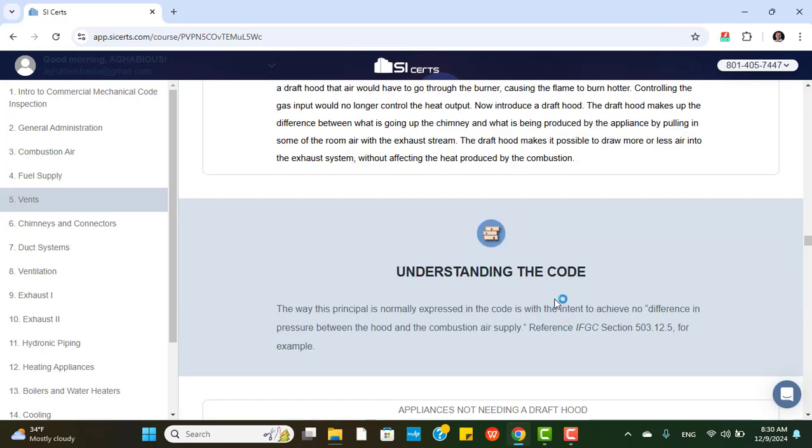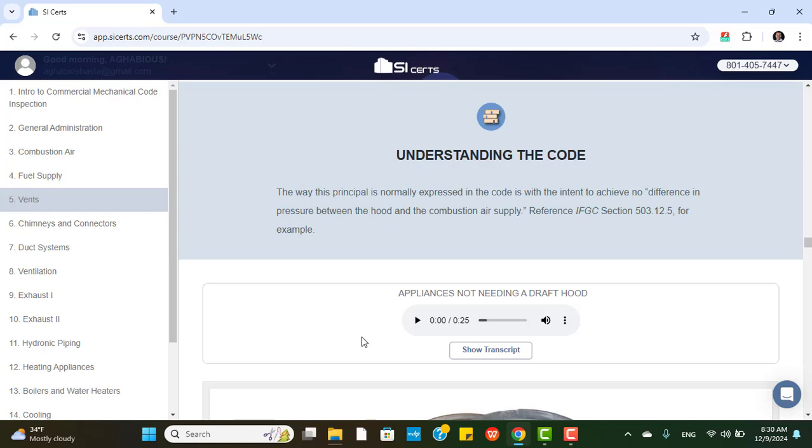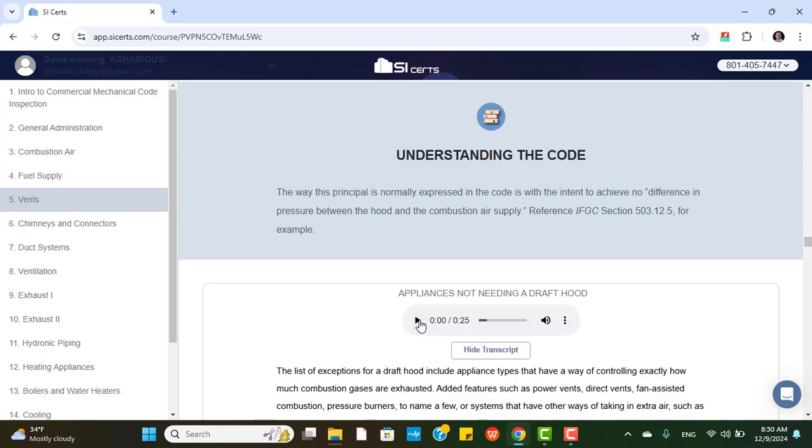Understanding the code. The way this principle is normally expressed in the code is with the intent to achieve no difference in pressure between the hood and the combustion air supply. The reference is International Fuel Gas Code section 503.12.5, for example, appliances not needing a draft hood.